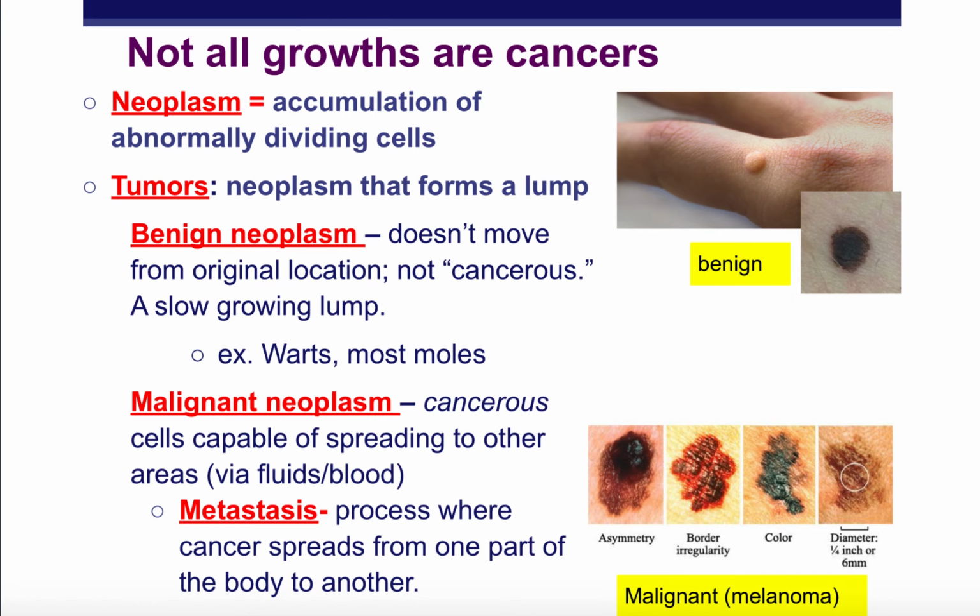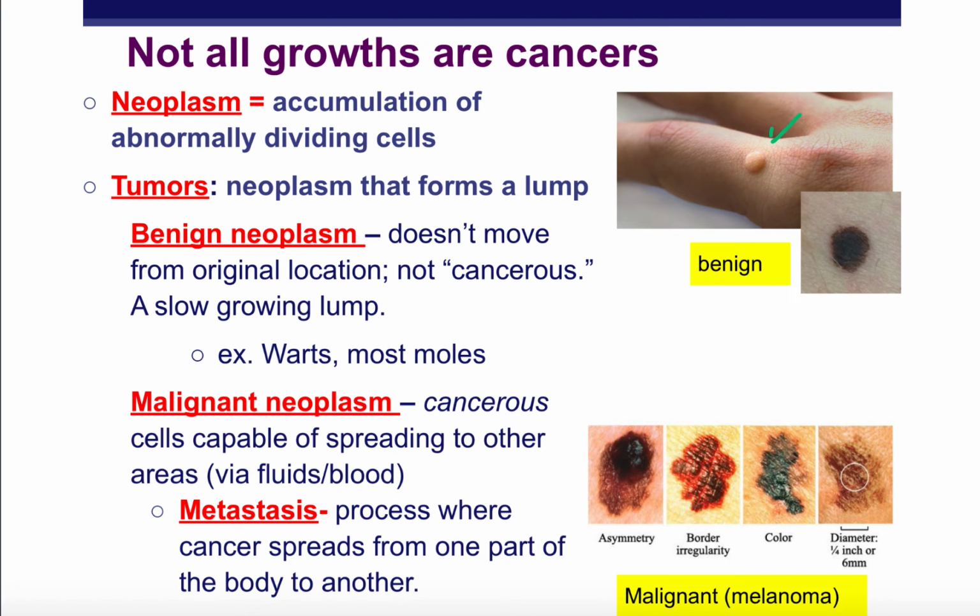Neoplasm is the accumulation of abnormally dividing cells. Oftentimes I use the terms neoplasm and tumor interchangeably. However, there is a slight difference: when we say the word tumor, we're saying that the neoplasm has grown enough that there's a visible or noticeable lump in the tissue that's of an abnormal density compared to the surrounding tissue.